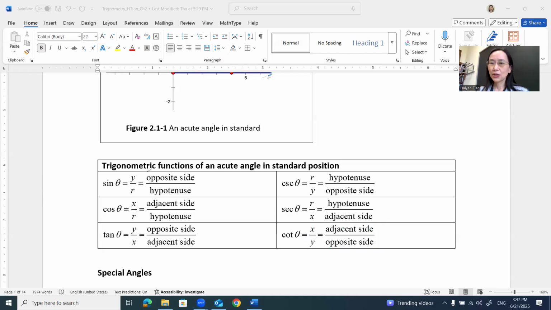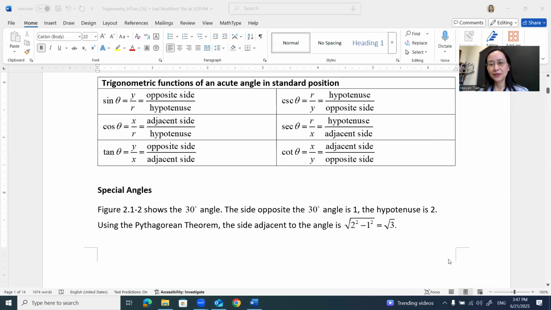So all six trigonometric function values can be determined for an acute angle. And don't forget, here x, y, r are all positive. So all six trigonometric function values are positive for an acute angle, simply because the acute angle is in the first quadrant if the angle is placed in the standard position.